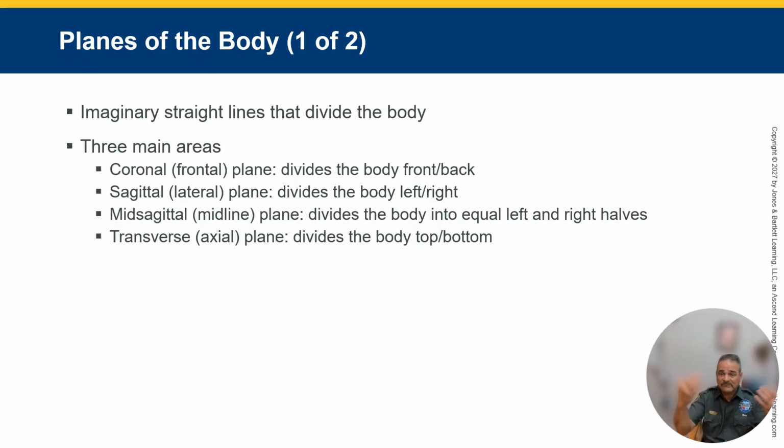We have three main areas, the coronal, sagittal, mid-sagittal, and the transverse. Very simple. Coronal is the frontal plane. Okay, sagittal is the lateral planes. It divides left and right. Mid-sagittal or the midline plane divides the body into halves, both right and left. That's different because sagittal is on the lateral side, remember, external, and the mid-sagittal is the midline side towards the middle of the body. Don't confuse yourself on that. And then your transverse or your axial plane is just top and bottom. Okay, top and bottom. Simple.